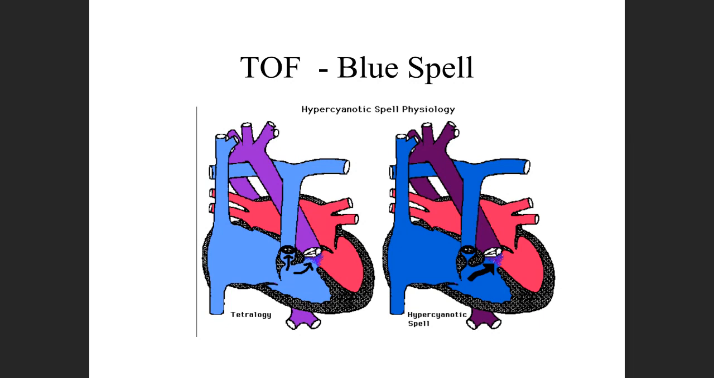All right. So there's hyperventilation, which increases the right to left shunt, which is not the appropriate thing in a blue spell, because it's going to increase the volume of blood going into the right side of the heart.